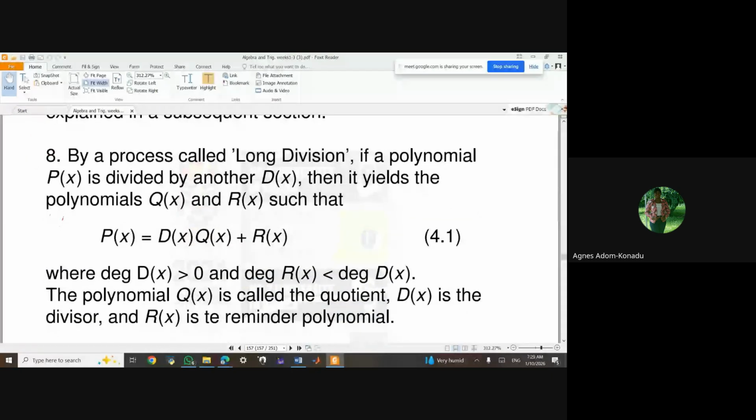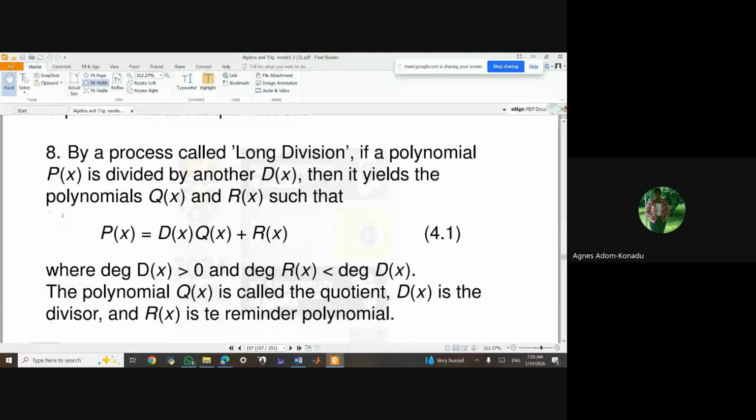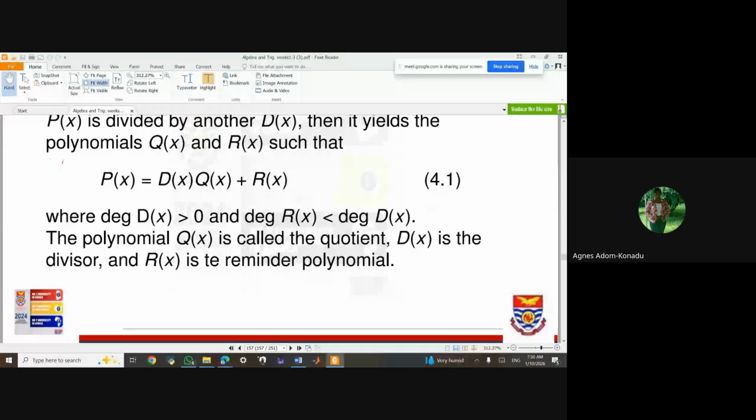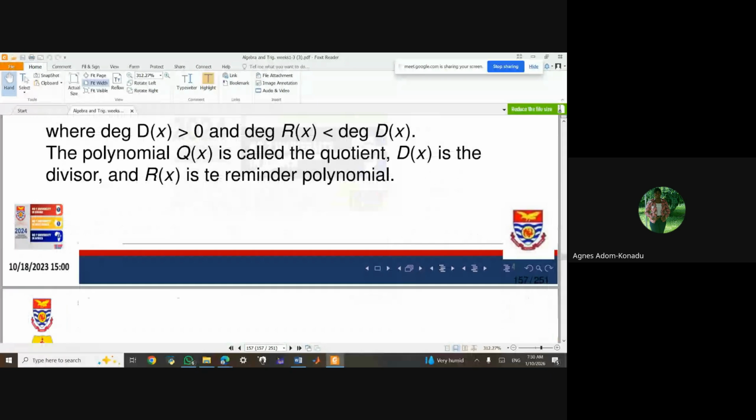Then we also spoke about long division, that we can divide a polynomial function P(S) by another function D(S), and we're going to get another polynomial Q(S) with remainder R(S). So my P(S) can be written as D(S)Q(S) plus R(S), where the degree of D(S) is greater than 0 and the degree of R(S) is less than the degree of D(S). The polynomial function Q(S) is called the quotient, D(S) is called the divisor, and R is called the remainder.